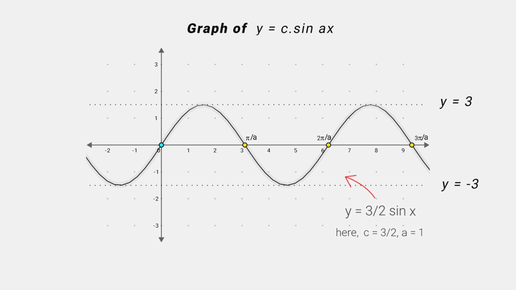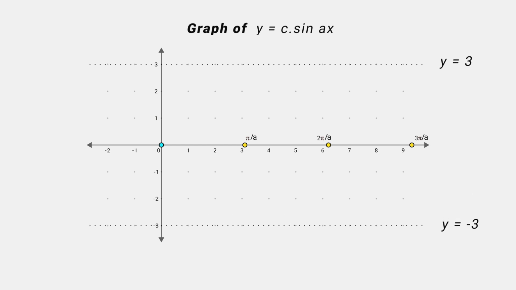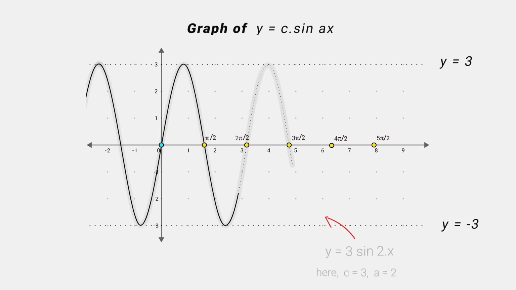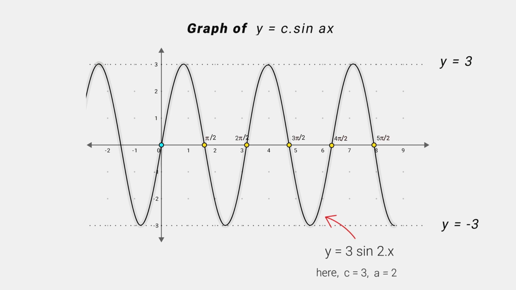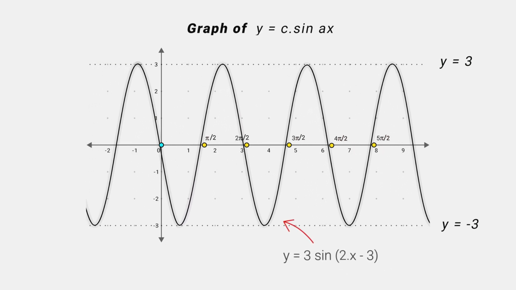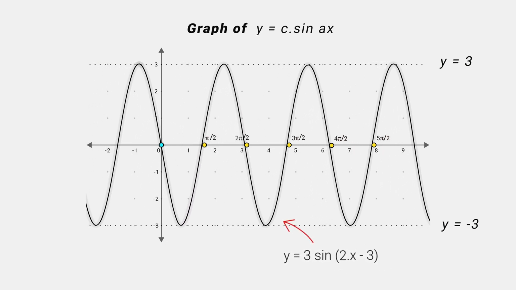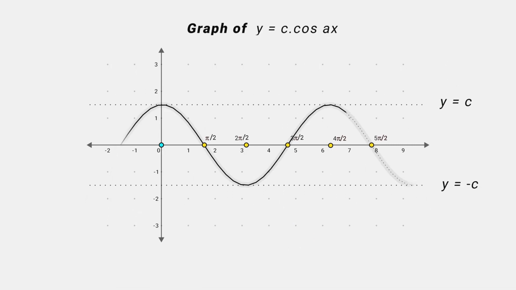For example, when we replace c with 3 and a with 2, we get the graph of y equal to 3 sin 2x. And for y equal to 3 sin 2x minus 3, we first draw y equal to 3 sin 2x and then shift our graph, which we'll see in the next video. Similarly, we can draw the graph of y equal to c cos ax.